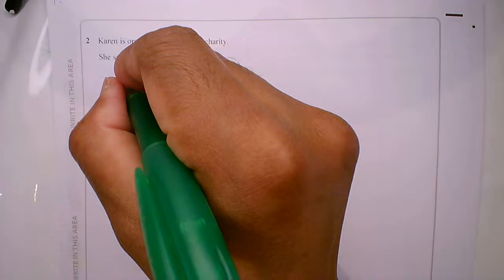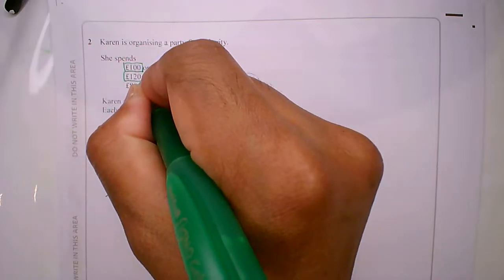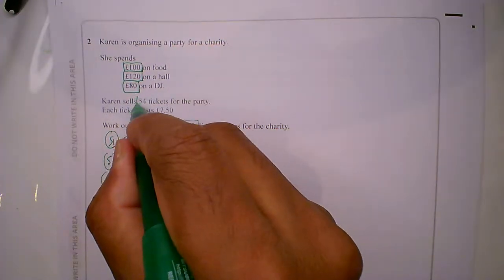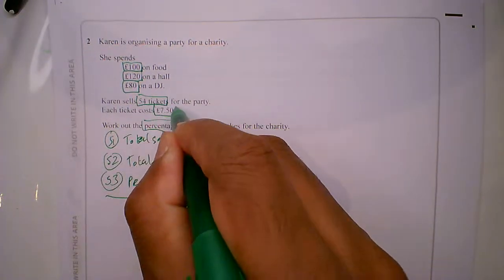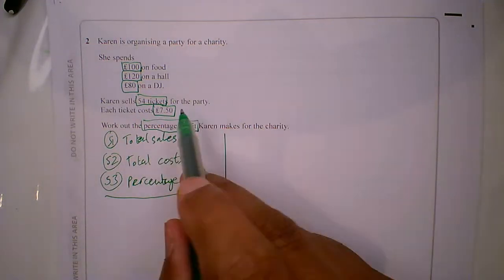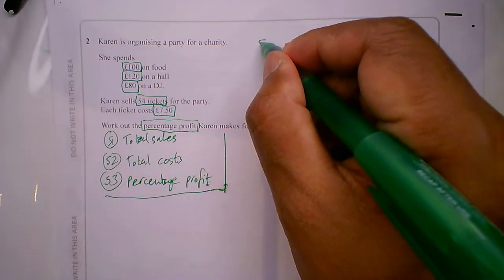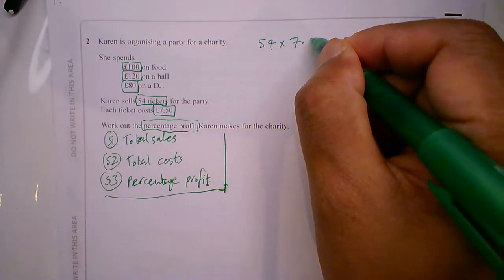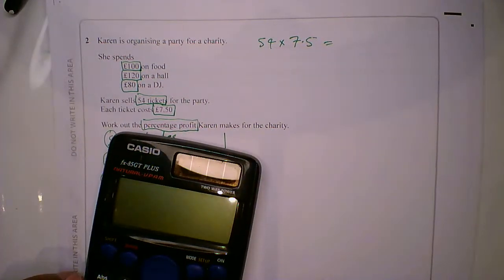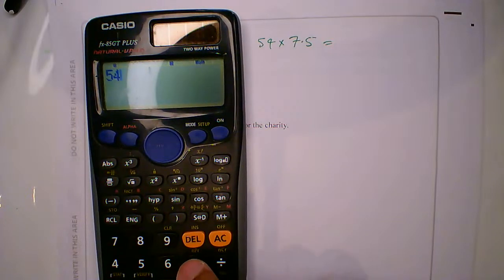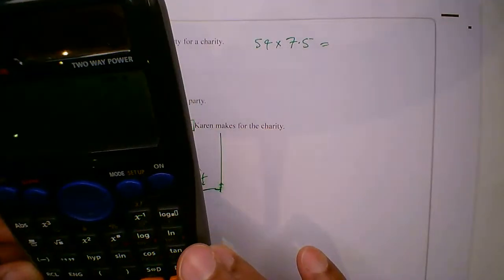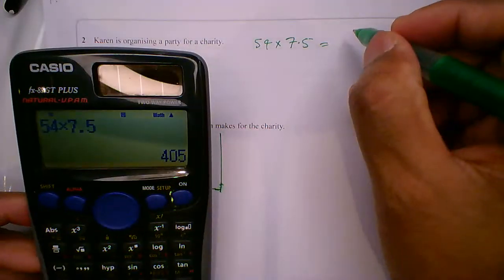So let's go through this. She spends £100 on food, 120 on a hall, and £80 on a DJ. Karen sells 54 tickets at a cost of £7.50. So step 1, she's getting 54 times by £7.50. So 54 times by 7.5. Get our calculator out. 54 times by 7.5 gives us 405.